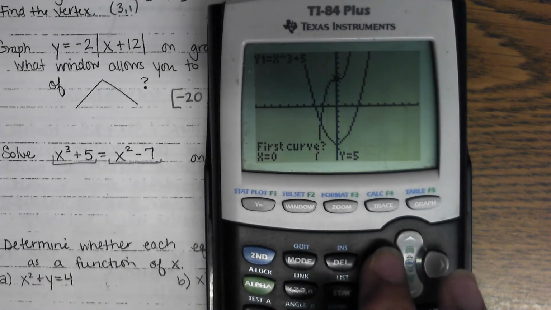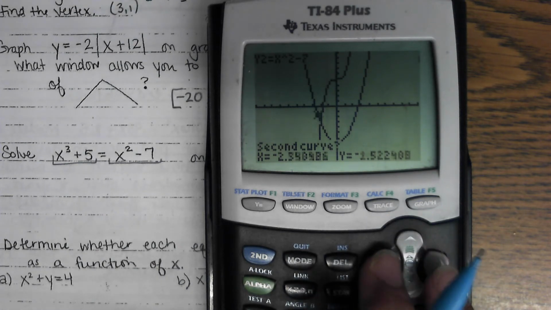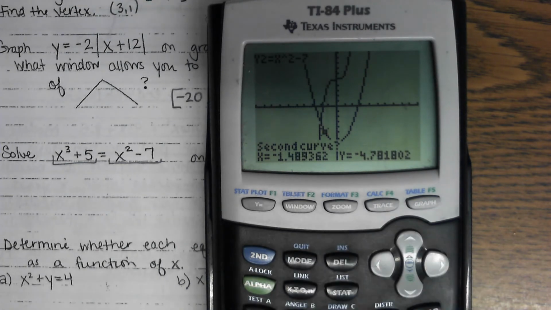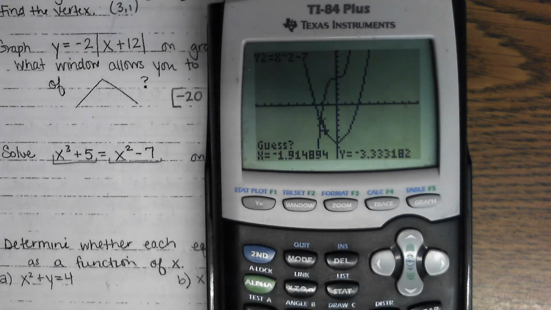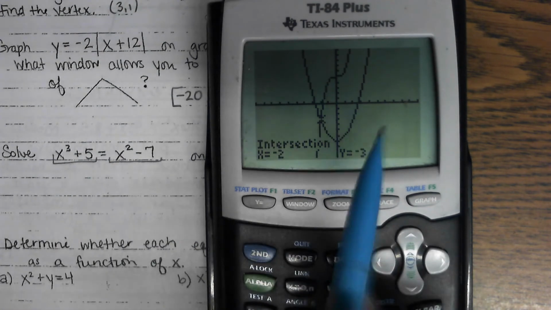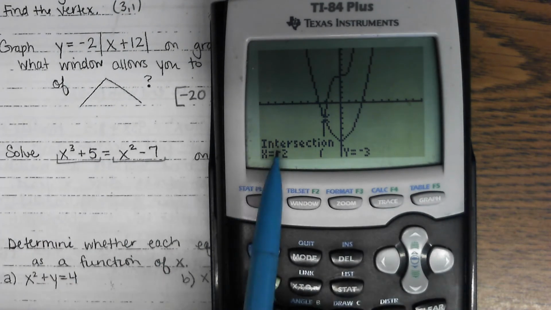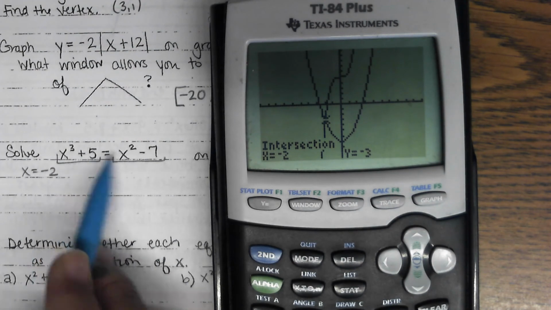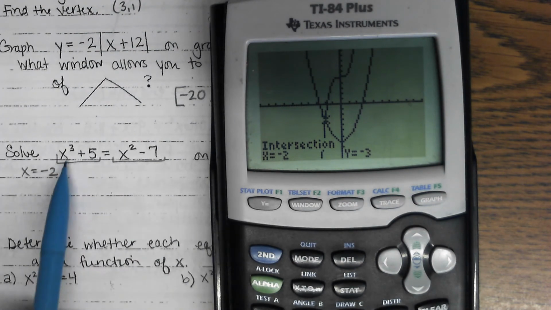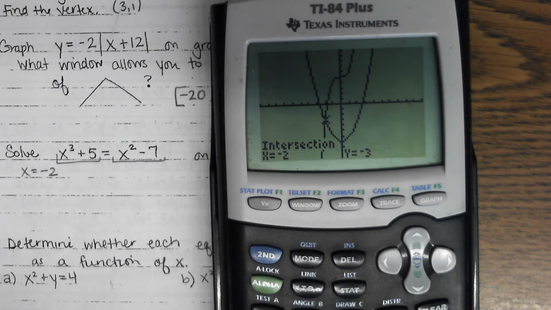So first curve, it's got me scrolling along the cubic function, so I want to select that as my first curve, and I only have 2 curves in here, so select this one as my second curve, and then the guess, again, you can go right to the point of intersection and enter. And since it's solving for the variable x, our x is the answer. X equals -2, and you can go ahead and see if that works. -8 plus 5 and 4 minus 7. Yes, those are the same thing.